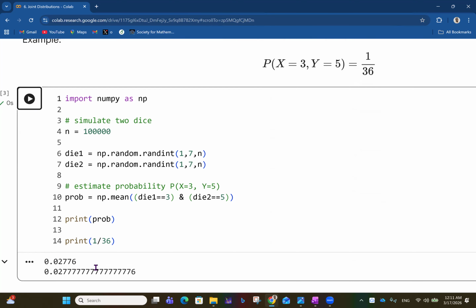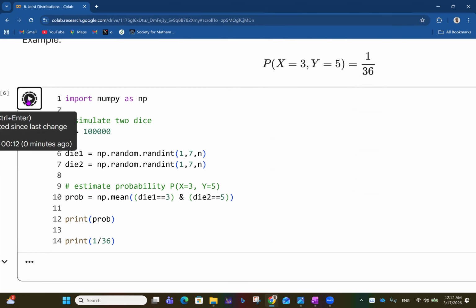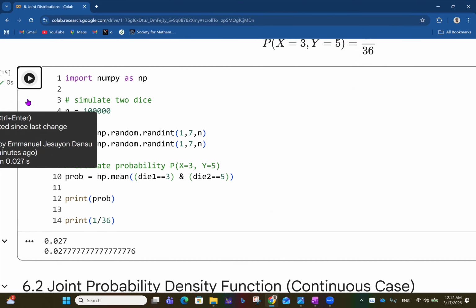So you keep having values very close to 0.277. I actually printed 1 over 36 so that you can see that whatever you have here will converge towards 0.277 as you keep trying and trying. It just keeps hovering around 0.27 like that.